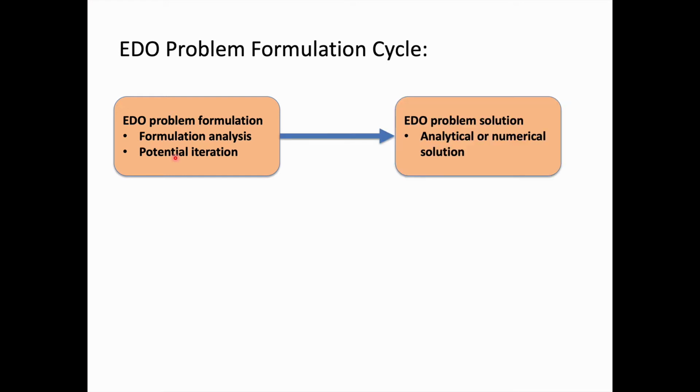The first step here is problem formulation. We often will perform some type of formulation analysis, and we're going to talk a little bit about that today. And if we, through this analysis, discover something that could be improved, we might iterate. There could be some iteration within the formulation step itself. Once we're happy with our formulation, then we can move on to the implementation and solution.